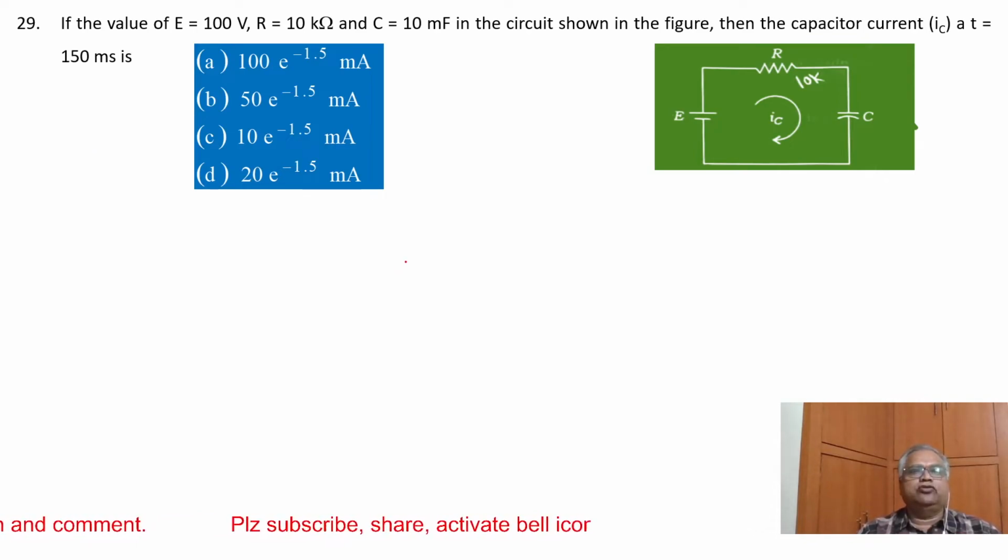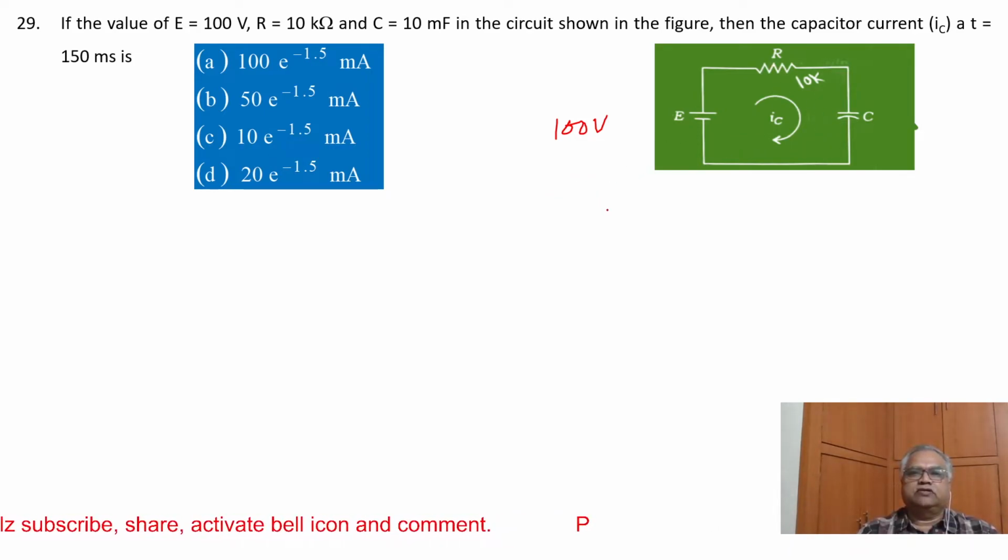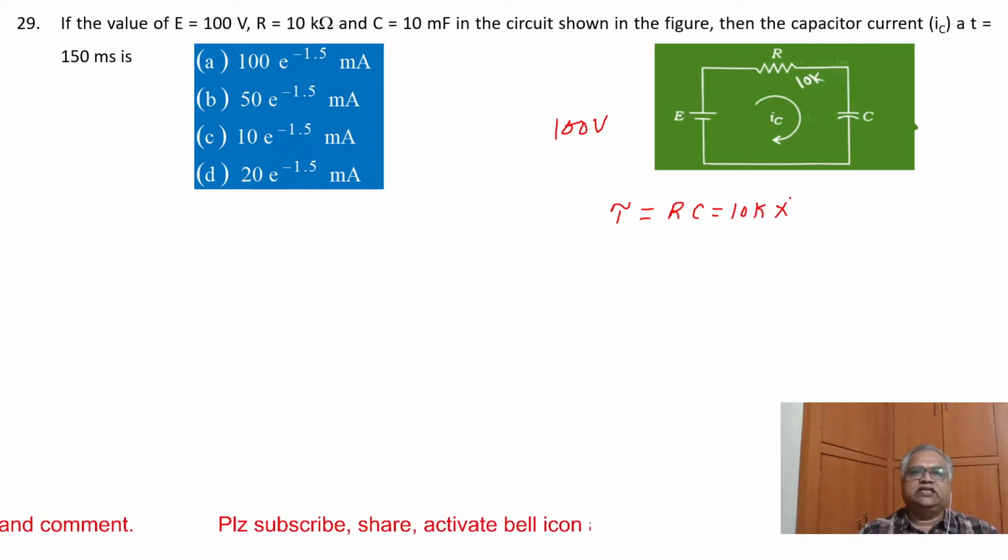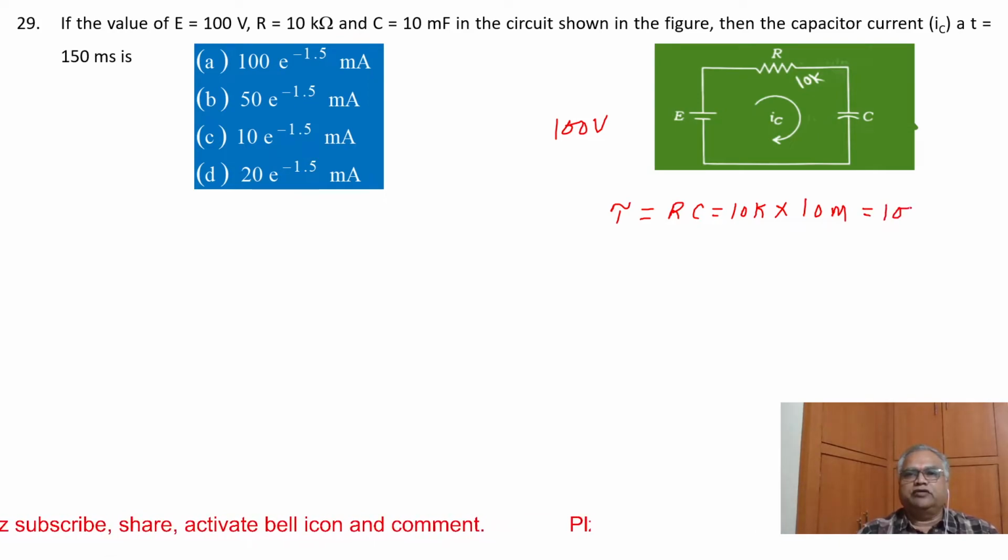So in this, the value of E is given as 100 volts. The RC value is also given. We need the capacitor current I of t at t equal to 150 milliseconds. So this is simply first order. For any first order circuit, first find out tau. The tau is RC, 10k into C value. C is 10 milli. You will get 100. Kilo and milli cancel, so 100 seconds.